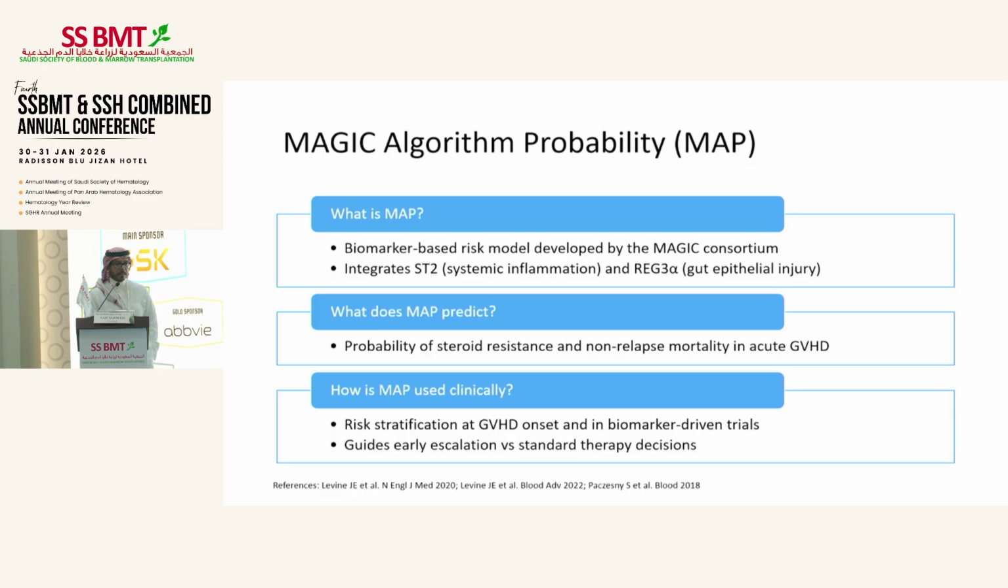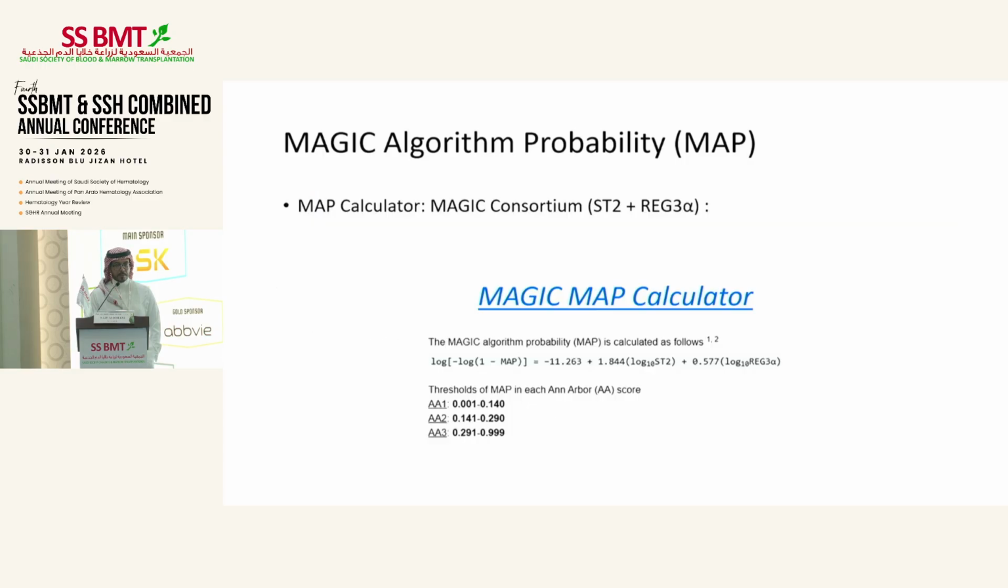But what is it exactly? It's a biomarker-based risk model developed by the MAGIC consortium and integrates the two biomarkers I mentioned under the plasma markers category, the ST2 and the REG3a. What it does is predict steroid resistance and non-relapse mortality in acute GVHD. It's used clinically now for risk stratification at GVHD onset and in biomarker-driven trials. It can guide you in the decision of early escalation versus standard therapy.